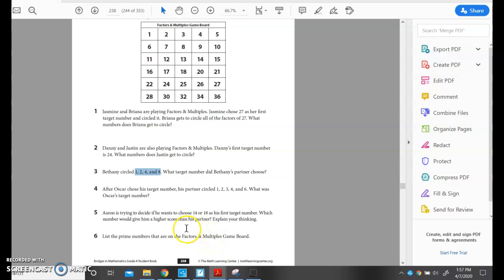Remember, this is what you do when you are all done. You have extra work or you want to challenge yourself. Good luck.